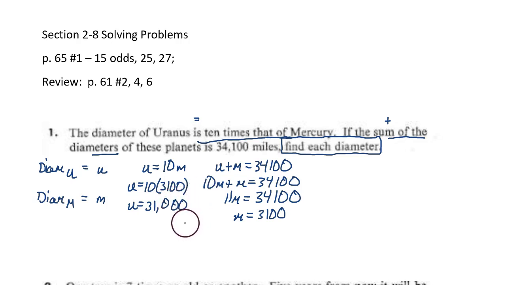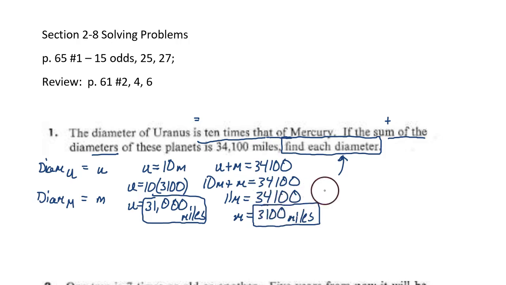The final step of solving any word problem is to make sure that the numbers you have are reasonable and that they have the correct units of measure to fit what was asked. We're asked for diameters, and the diameters are measured in miles. So we have to make sure that we write the word miles next to these results. So our diameter for Uranus is 31,000 miles, and the diameter for Mercury is 3,100 miles. Without the unit of measurement words, your answer is not fully correct.